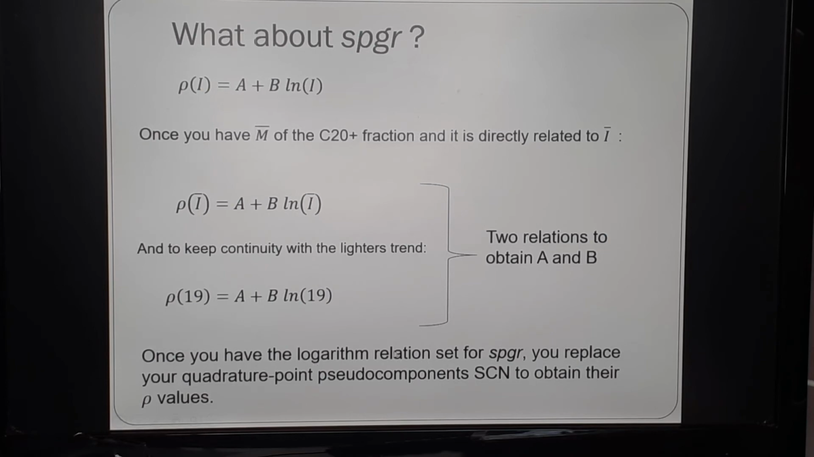Once you have the logarithm relation set for specific gravity, you can replace your quadrature point pseudocomponents here to obtain their rho values. Once you have molecular weight and specific gravity, you are set to obtain the equation of state parameters Tc, Pc, and omega through plenty of correlations that exist in the literature. You can choose the correlation you use to obtain Tc, Pc, and omega from molecular weight and specific gravity.